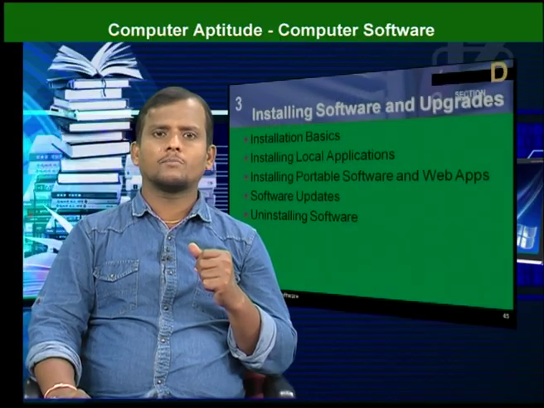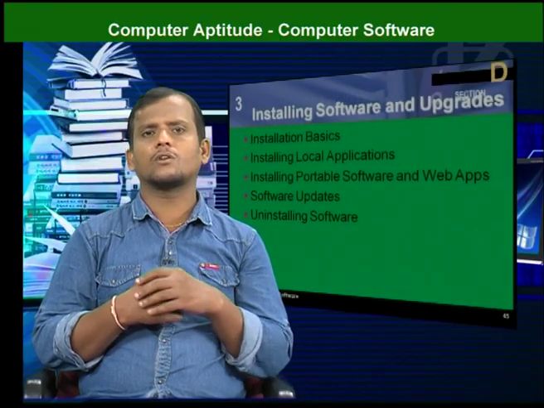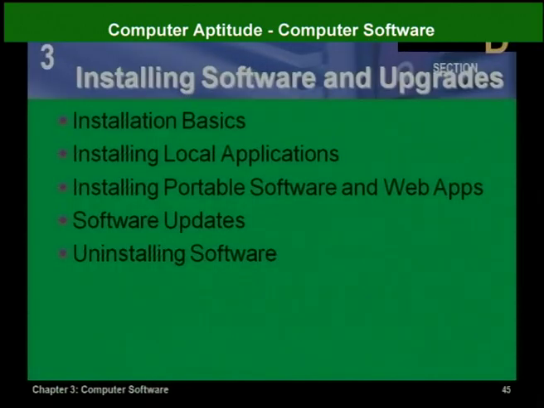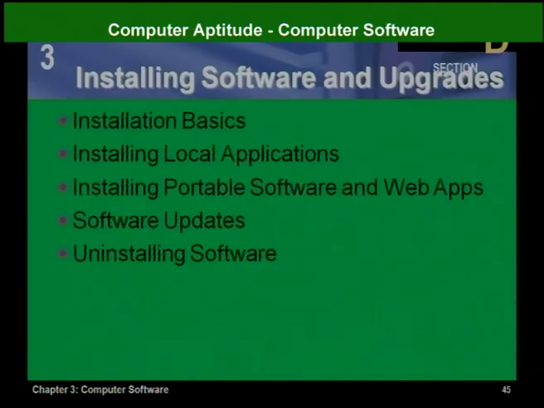Installing software and upgrading software. Installation basics, installation location, local applications. So installing softwares and updates. We'll try to understand what is installing a software and updating. When you get a software, you need to install it. So the topics are installation basics, installing local applications, installing portable softwares and web applications, software updates, and uninstalling softwares. These are the few points we'll see.